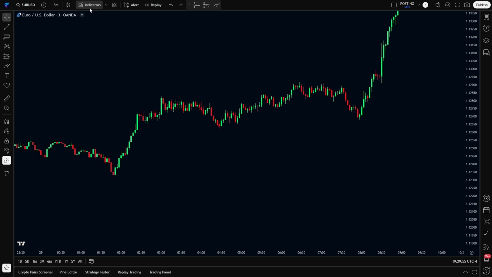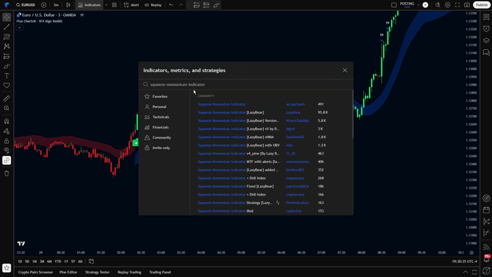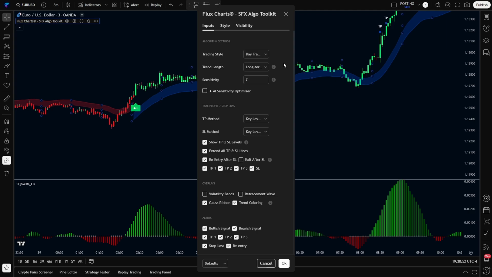So head over to the indicators tab and search for these 2 indicators, the SFX Algo Toolkit and the Squeeze Momentum Indicator by Lazy Bear. Once you've added these indicators to your chart, we'll go into the SFX Algo settings and make some changes. The general algorithm settings depend on the time frame you're using. Since I'm on the 3-minute time frame, I'll switch my trading style to scalper, and then I'll also enable the AI sensitivity optimizer so I don't have to manually adjust my sensitivity. The one thing I recommend that you don't switch is the trend length. You want to keep this at long term, whether you're on the 1-minute time frame or the 1-hour time frame. Always keep this set to long term with this strategy.